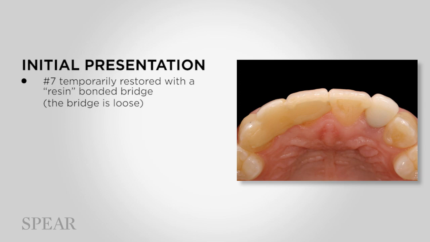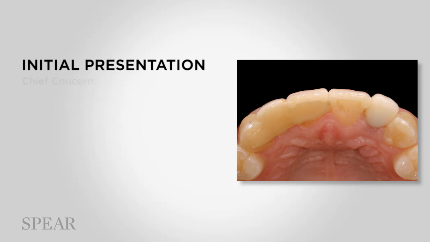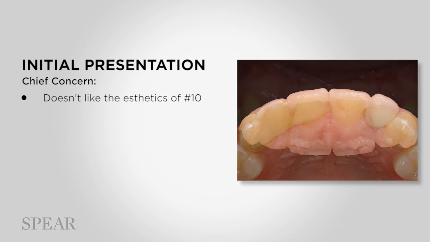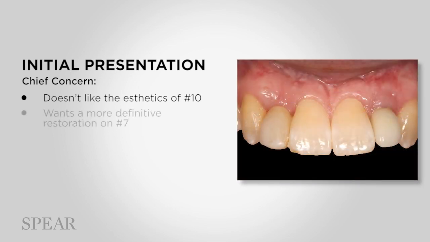She wants to have something more definitive. She doesn't want to have to worry about it continually coming off. Her concern is, even though the implant was restored in 10, she doesn't like it. She doesn't like the aesthetics of the implant restoration, so she would like me to address that. But she wants to have a more definitive restoration in tooth number 7.